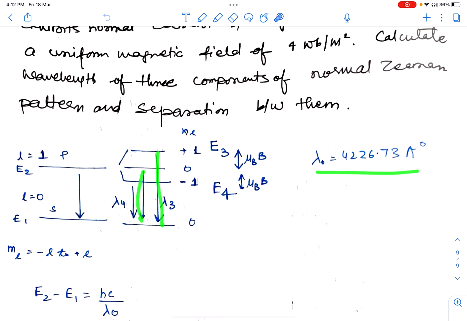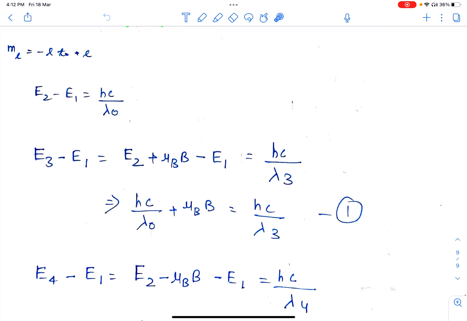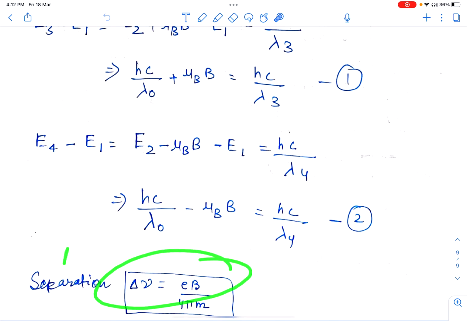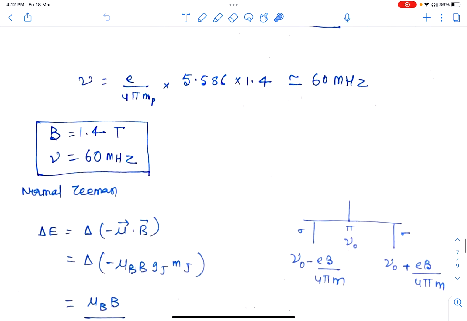So we can have three wavelengths according to this. We have hc by lambda 3, hc by lambda 4. The separation is like mu_B B, which is eB by 4 pi m. So this is all about the Zeeman effect.